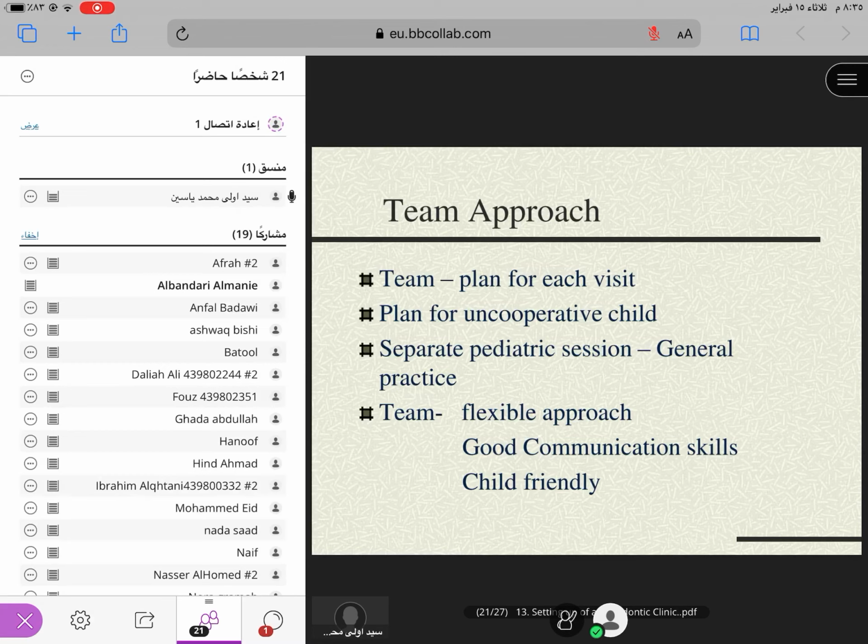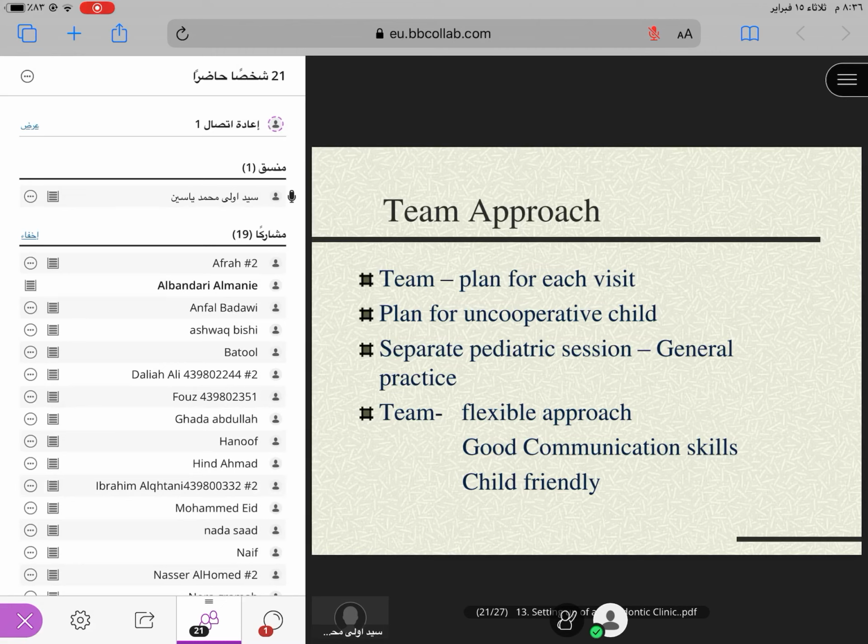Basically, a team approach is essential if you want to deliver quality dental care. A team approach is very essential if you want to give the child a quality dental experience. What is this team approach? The whole team should work with a plan for each visit of the child. The plans, however, should have certain flexibility. So if there is an uncooperative child, you call them at a time when there are not many other children in the dental clinic.